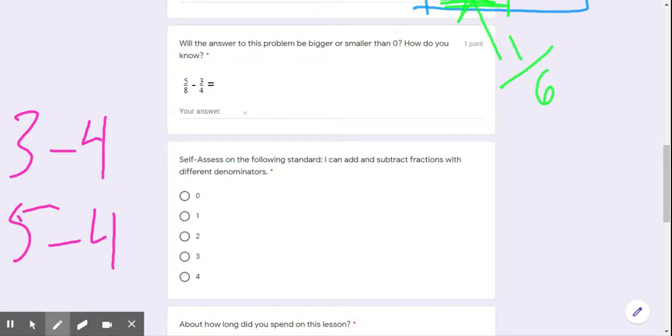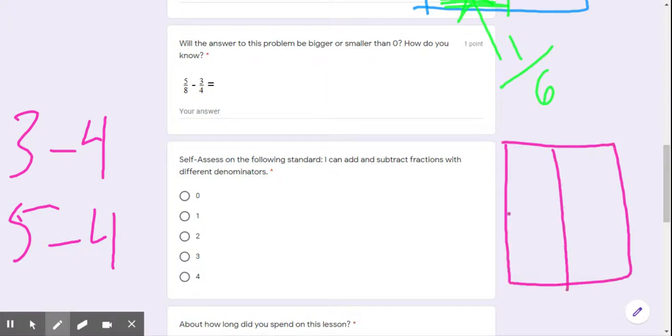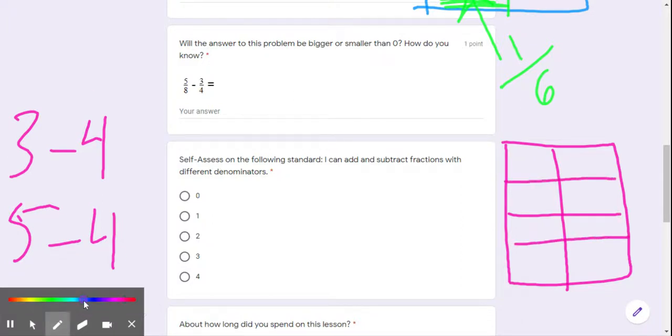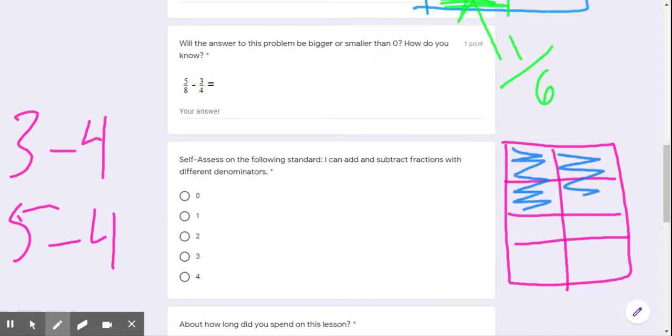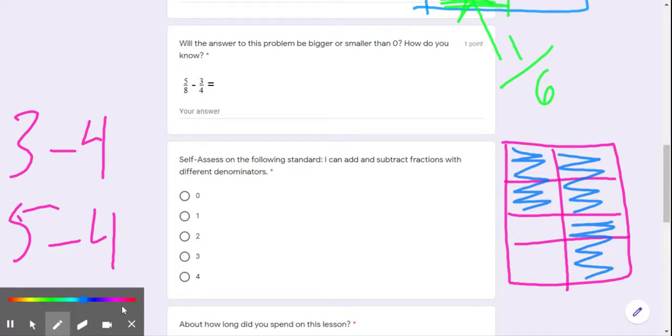Well, let's draw a diagram. There are a bunch of different ways you could do it. But here's my whole, and I'm going to split it up into fourths. And then I'm going to split it up into eighths. And I'm going to start by highlighting 3/4. So there's 1/4, there's 2/4, there's 3/4. So that shows 3/4. And then let's see, in green, I'm going to highlight 5/8. 1, 2, 3, 4, 5. Okay, so 5/8 is smaller than 3/4.